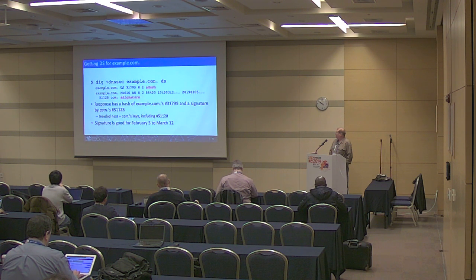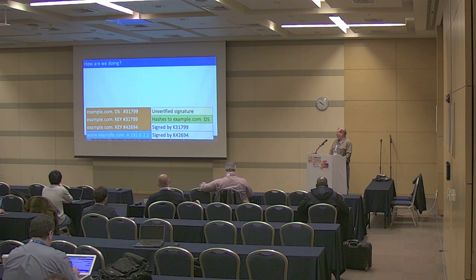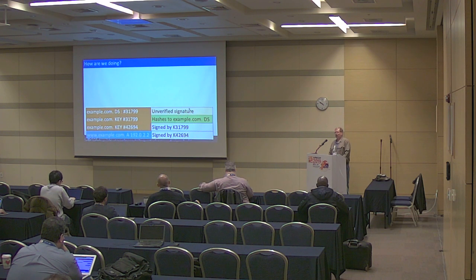That hash is going to have to be cryptographically related, actually just a hash relation, to that key I have. So I go through this, and I note that everything else here is okay, that the signature dates are okay from February until March. And I check the hash, and I get an okay. So what I have now is this turned green, this hashes to the example.com DS, so I'm getting somewhere. But I now have this unverified signature to deal with.